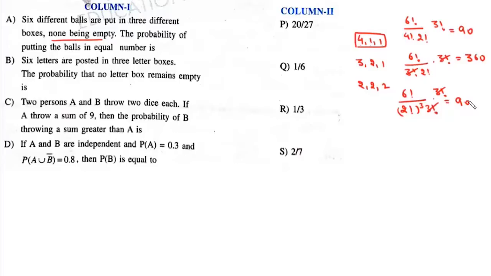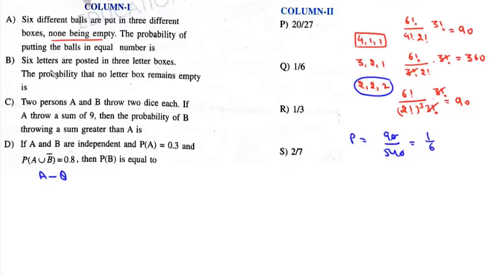Now we need to find the probability that the balls are put in equal numbers. So the required probability will be the favorable case, 90, upon total. Now total will be 90 plus 90, 180, 180 plus 360, and that will be 540, which is 1 by 6. So this A matches with Q.